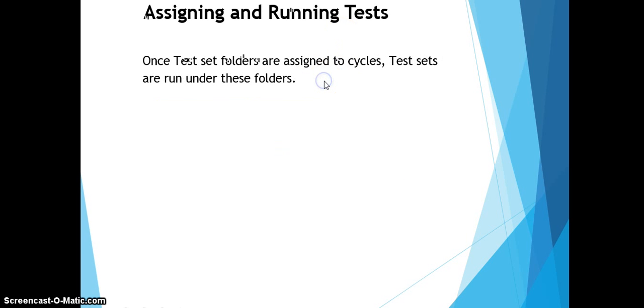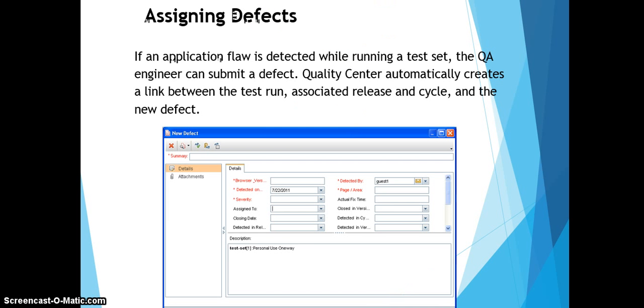Once test set folders are assigned to the cycles, then the test cases are run under that, and from there, okay, you will be able to log defects. You can submit a defect, and Quality Center automatically creates a link between the test case which has been run with the associated release and cycle which is just selected in requirement. So the new defect is linked to the requirements. If anybody wants to know which requirement the defects logged are related to, or which area you are getting the maximum defects, Quality Center has that data to give you such a report, right.